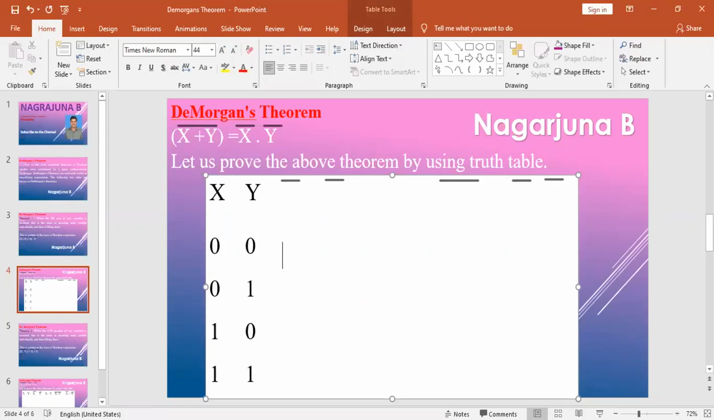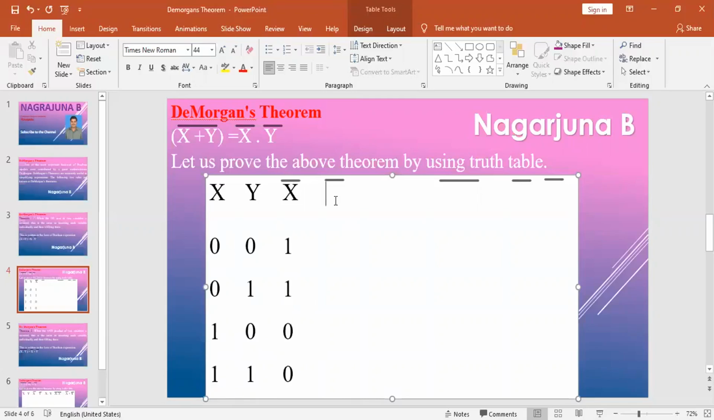Then we need to find x bar. X bar is nothing but the inversion of x values. The x value is 0, so its inversion will be 1. Then again the next x value is 0, its inversion will be 1. The next value is 1, its inversion will be 0. Again 1 bar will be 0.